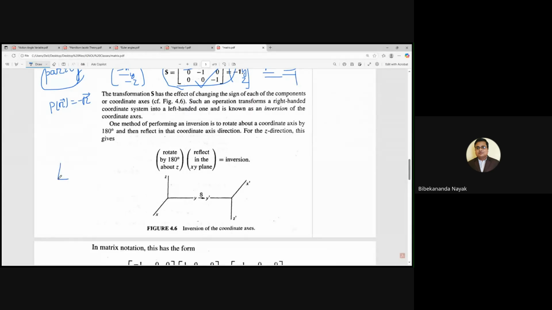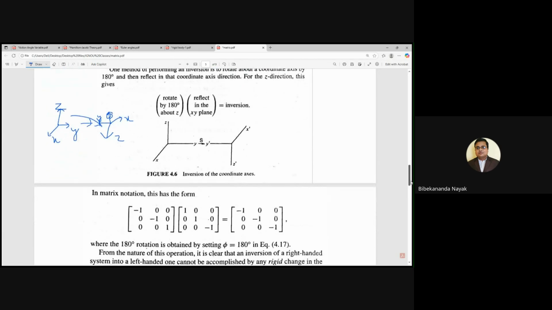Suppose this is our axes x, y, z. If I rotate about the z axis, z is fixed. X and y change by 180 degrees. That means in my new system y is in this direction, z is fixed, x is in the opposite direction. Now I reflect in the xy plane, meaning reflection of the z axis, so z is reversed. So it is just the opposite: x becomes minus x, y minus y, z minus z. This process is called inversion or spatial inversion. Okay.